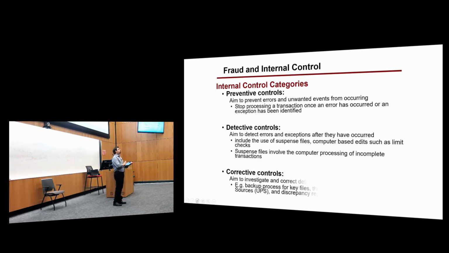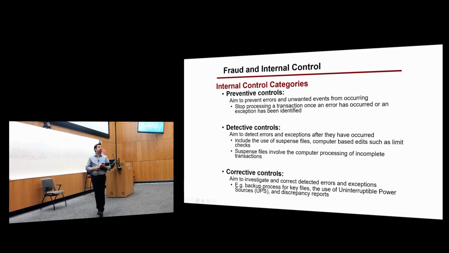Third one is corrective controls. This is where the company might actually have control. And the controls are not just related to transactions. Controls could also be, for example, preventing your data from being lost, backing up your data, having uninterrupted power supplies, etc. Okay?